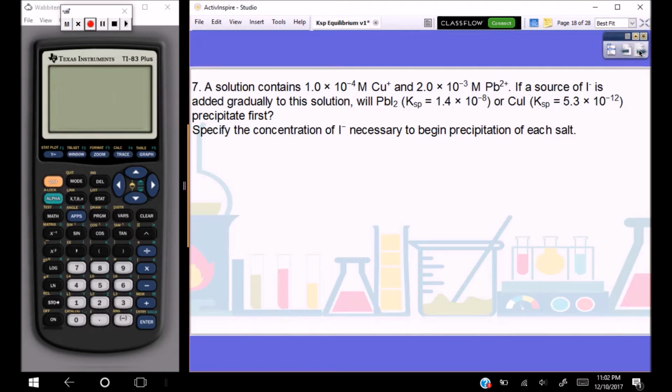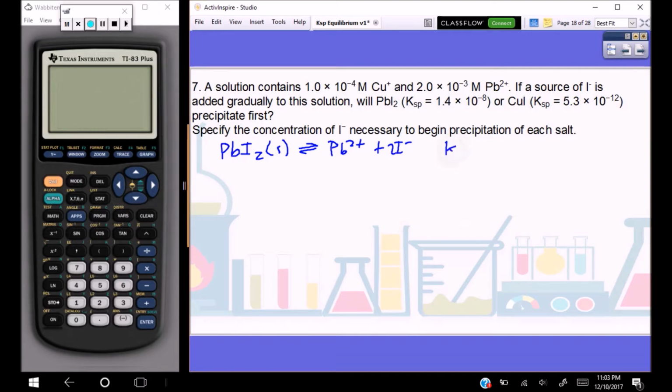So how do we go about that? Well, essentially it's two KSP problems in one. We do have to compare both of them, especially because there is a common ion. Okay. So the nice thing is we have our initial concentrations of our copper and our lead. We have our KSP values, and we just need to solve for the amount of iodine that we need. So let's set it up. We've got our lead iodide as a solid, and we got lead 2 plus and 2I minus.